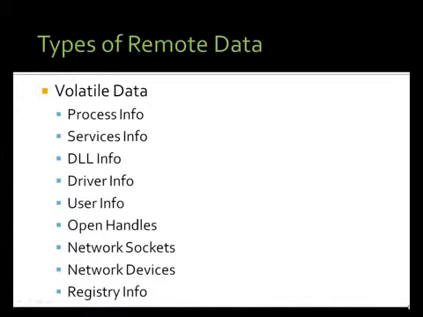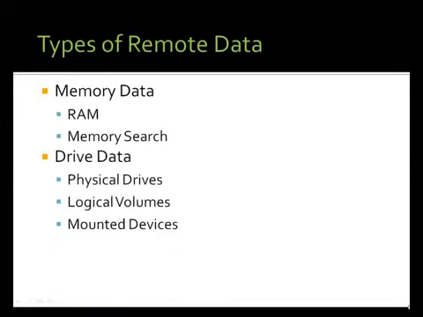The single node enterprise agent will allow the examiner to remotely and discreetly access and analyze volatile data, which includes the process information, services information, open handles, the registry information, and many more. We can obtain a dump of the active RAM memory off of the remote system, and we can also conduct a search of that memory. We can preview and/or image physical drives, logical volumes, and also mount the remote system drives on our analyst machines.